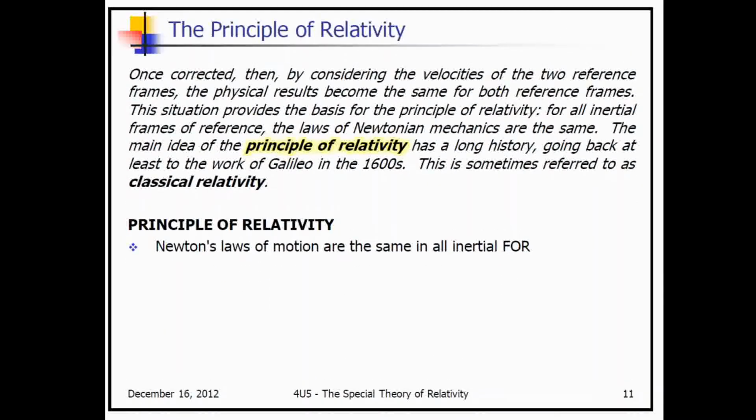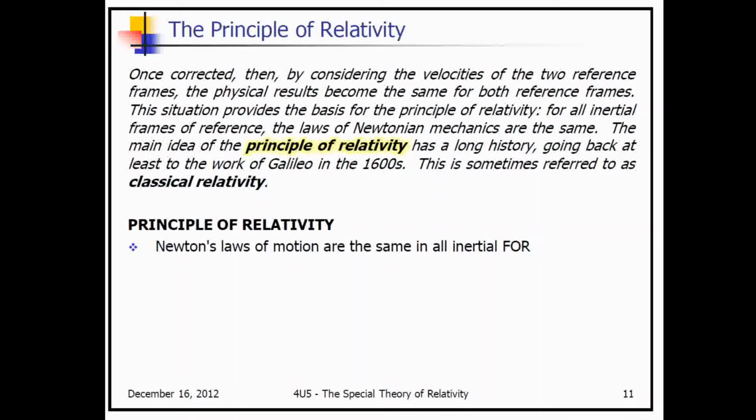So you can copy down the principle of relativity. It's at the bottom of the page, but it says, once corrected then, by considering the velocities of the two reference frames, the physical results become the same for both frames of reference. This situation provides the basis for the principle of relativity. For all inertial frames of reference, the laws of Newtonian mechanics are the same.